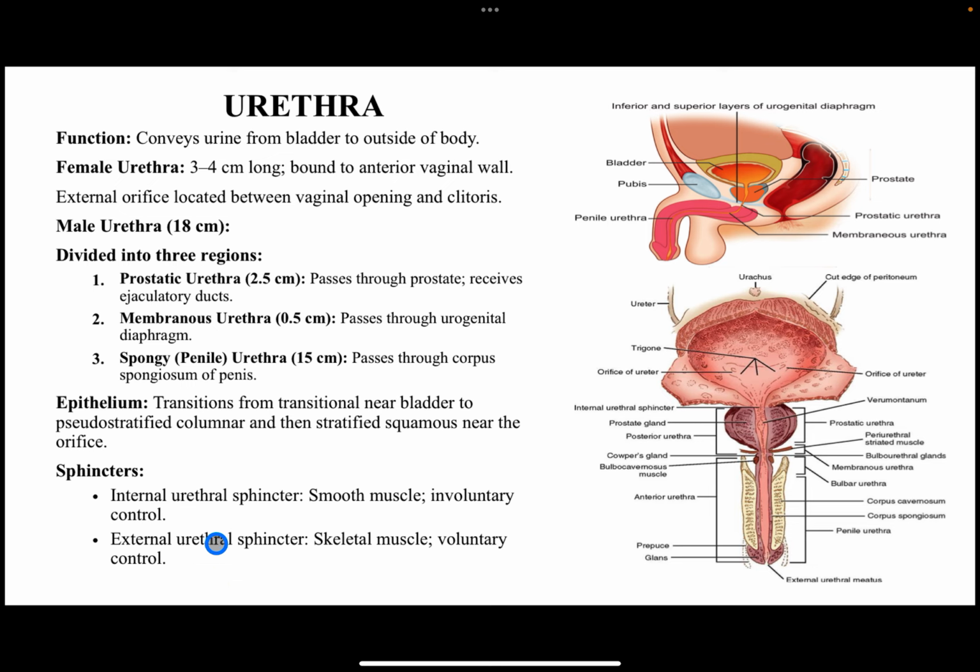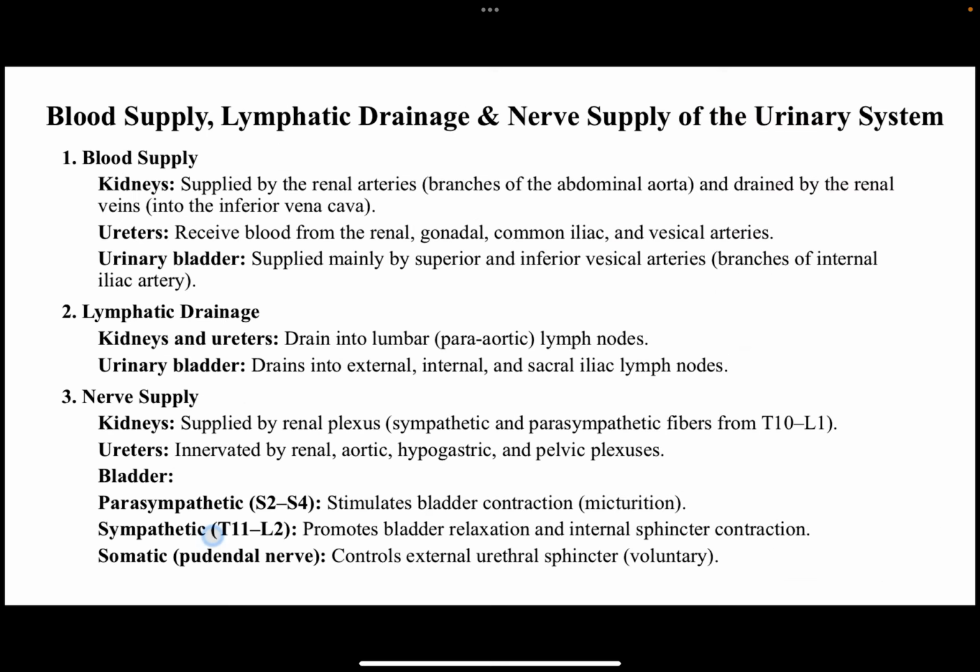Good. Now let's look at one other very important thing in physiology. But before that, let's look at the blood supply, the lymphatic drainage, and the nerve supply of the urinary system. Now for blood supply, the kidney is supplied by the renal arteries, which are branches of the abdominal aorta and drained by the renal veins into the inferior vena cava. The ureters receive blood from the renal, gonadal, common iliac, and then the vesical arteries. The urinary bladder is supplied mainly by the superior and inferior vesical arteries, which are branches of the internal iliac arteries. For lymphatic drainage, the kidneys and ureters drain into the lumbar, which is the para-aortic lymph nodes. The urinary bladder drains into the external and internal iliac lymph nodes.